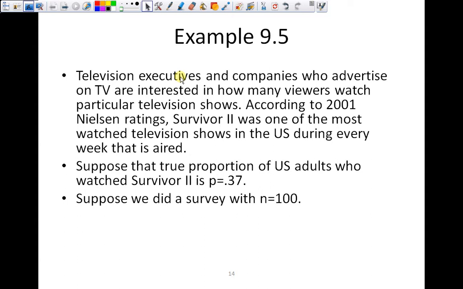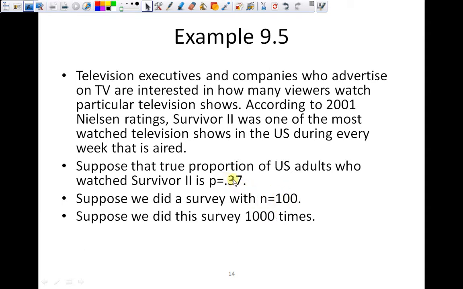Suppose we did a survey with N equals 100. In other words, we're going to sample 100 people, and we're going to find the proportion of those 100 people who watched it. So if 37 people out of that 100 people watched, then our P hat would be 0.37. If 40 out of those 100 people watched, then our P hat would be 0.4. So it says, suppose we're going to do this 1,000 times. Now that number is really not important to us. We just need to do it enough times to get an idea of what the shape of this distribution is.